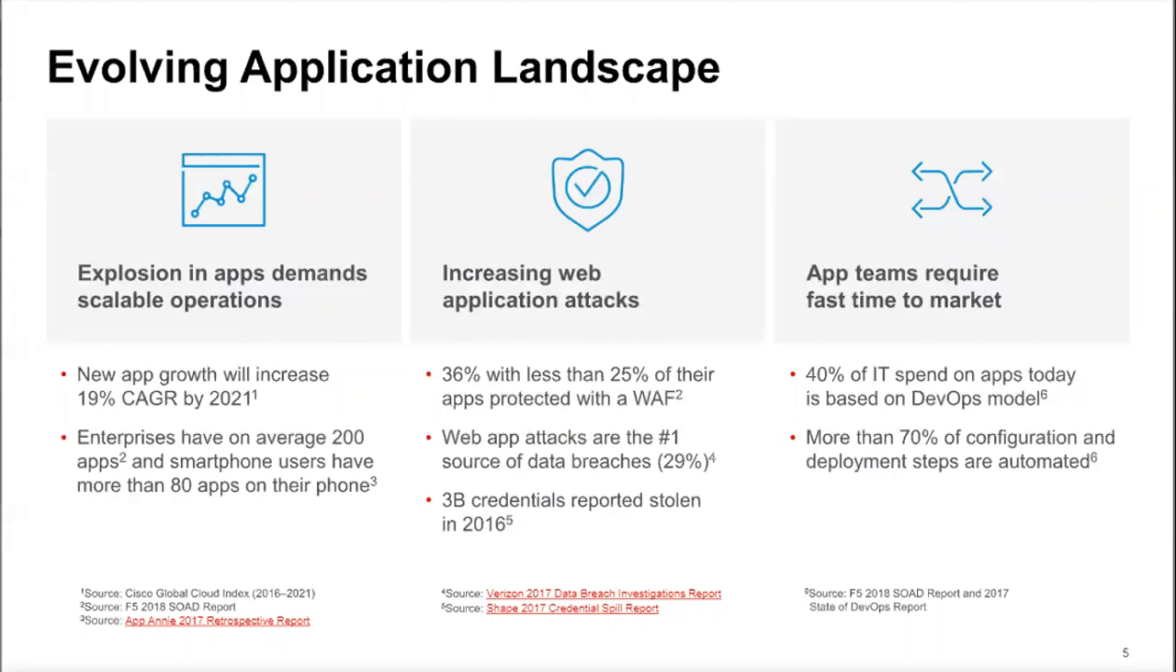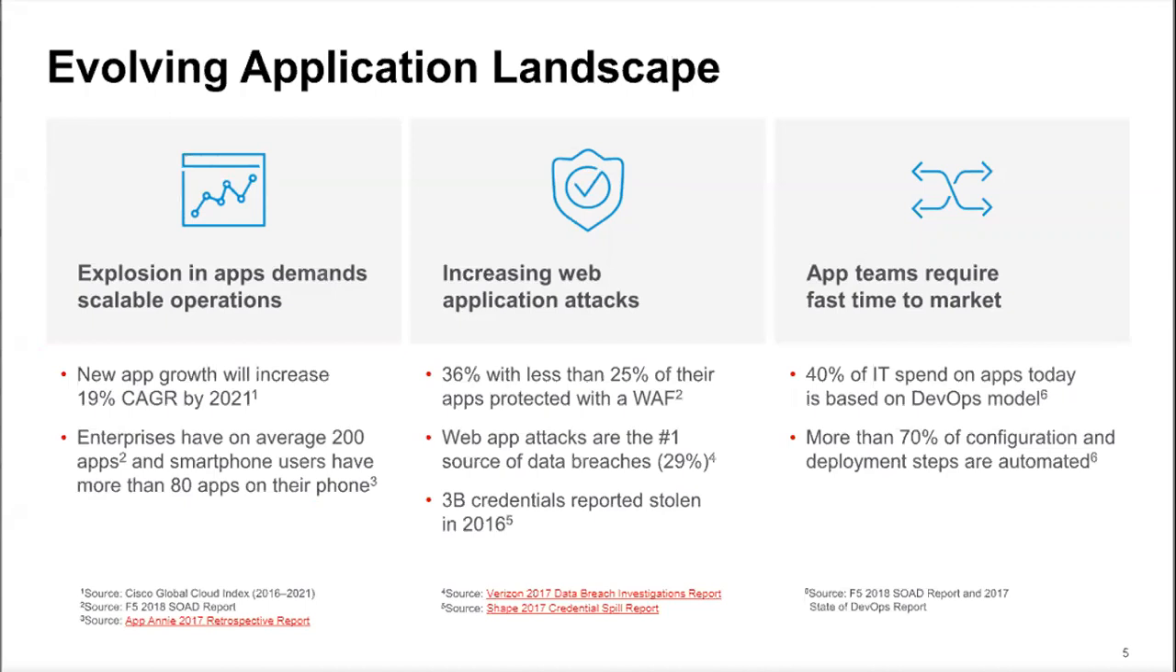Based on demography, we know that new app growth has increased by 19% this year. Enterprises have on average 200 apps, and smartphone users have more than 80 apps on their phone. There is an increase in web application attacks, 36%, with less than 25% of their apps protected with a WAF. That's web application firewalling. And web app attacks are the number one source of data breaches. There's been a long row of 3B credentials reported stolen in 2016.